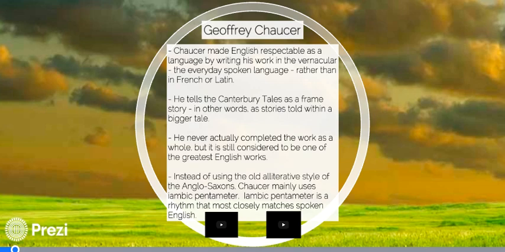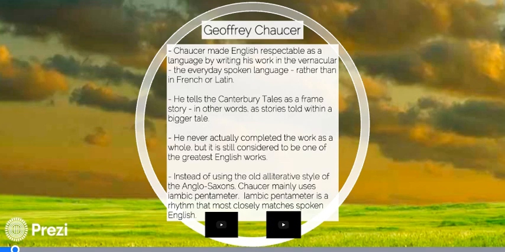Anyway, so he talks about the Canterbury Tales as a framed story. It's like there's a bigger story going on, and then there's a bunch of little stories inside it. Okay, so the idea is this. Let me just give you a brief overview. There are people that are on a pilgrimage. Okay, and a pilgrimage is considered to be a holy journey.